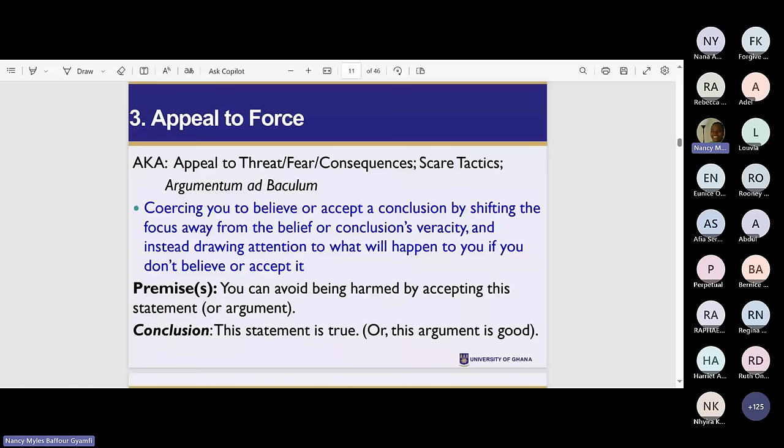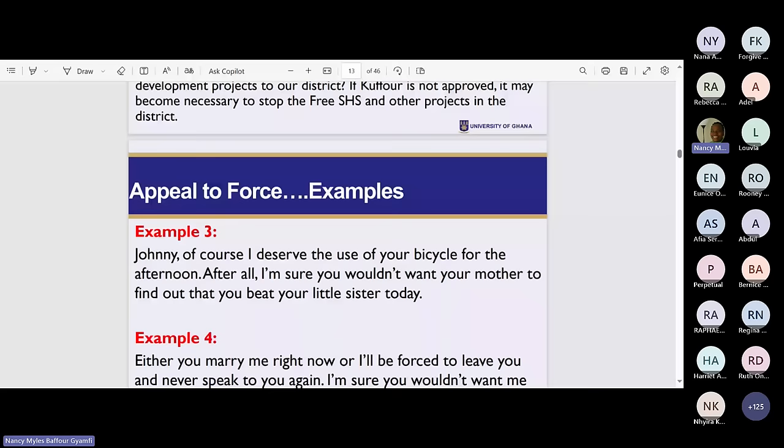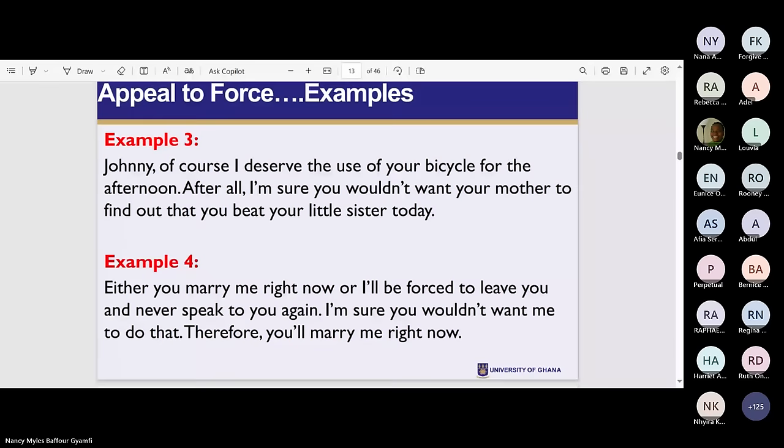Okay. And so, Sister Adwoa Mensah, please read the examples I'm projecting. So we can do just one or two. Let's use Johnny. Example three. Okay. Good morning, Doc. Good morning, my lady. Go ahead. I have projected it too.